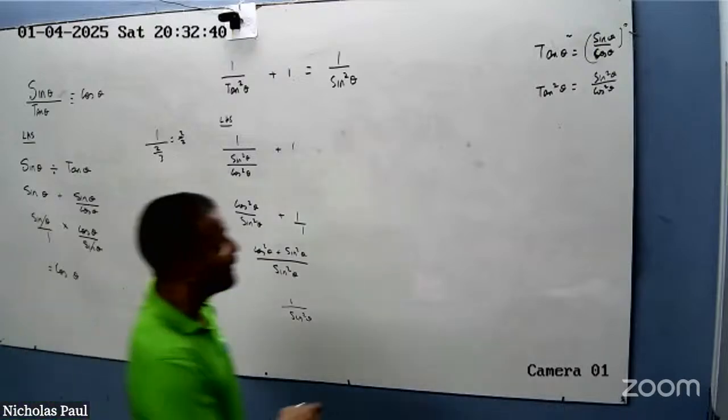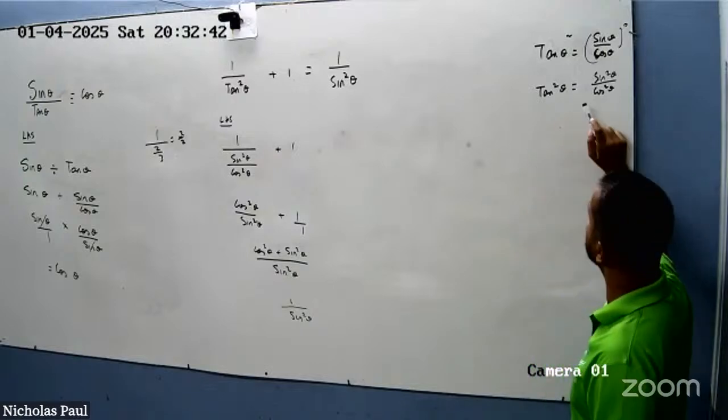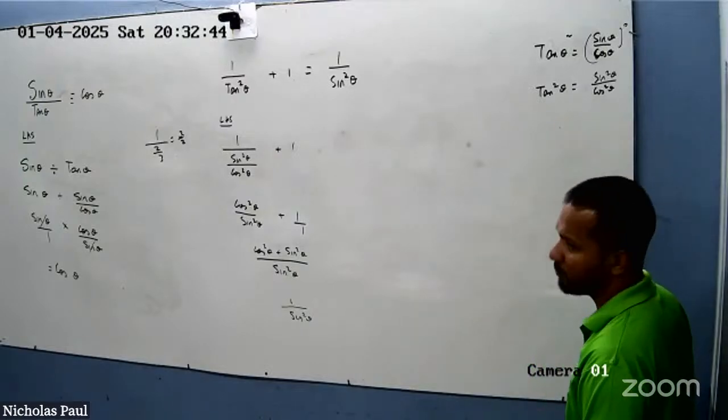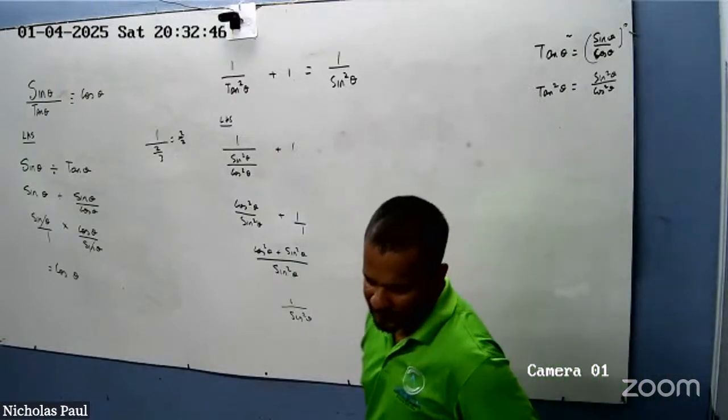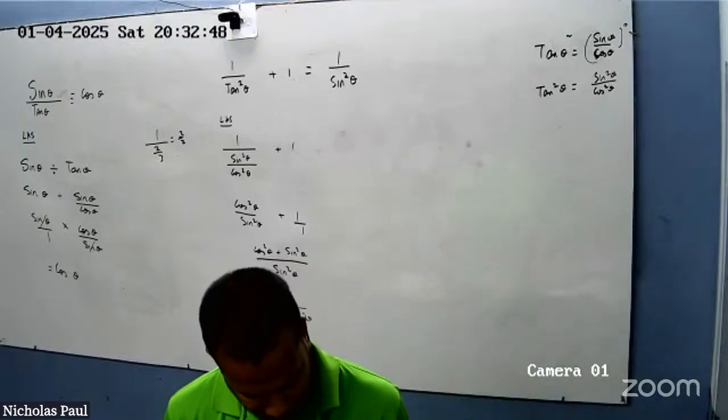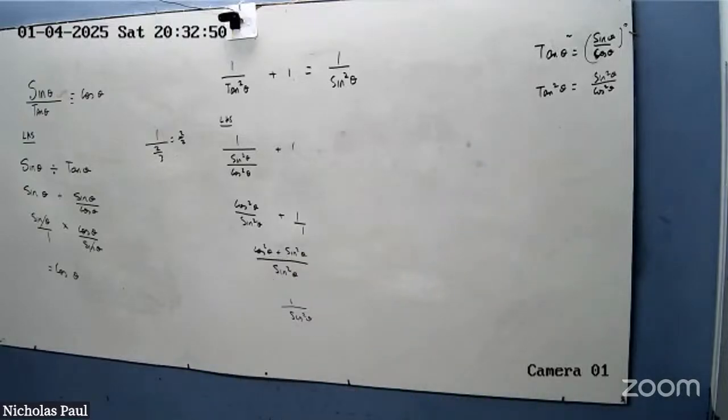So if you find this looking like a new one, add it, please. Tan squared. Are you okay with that one line?